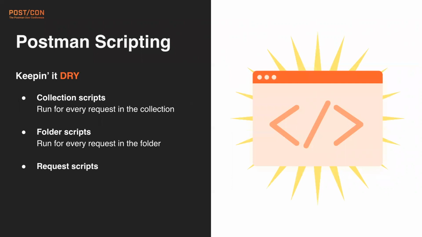Another important concept is keeping things DRY. So what we mean here is a lot of times you're going to want to be repeating code. And in the same way that we can define collection level variables, we can actually define collection level scripts. Beyond that, we can even define folder level scripts that in each of these exist on a higher level than request scripts.